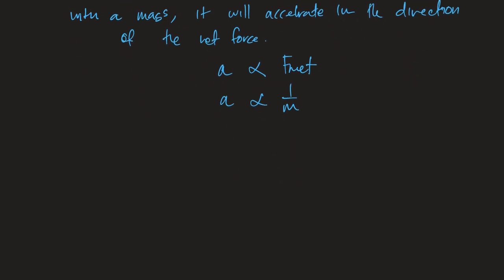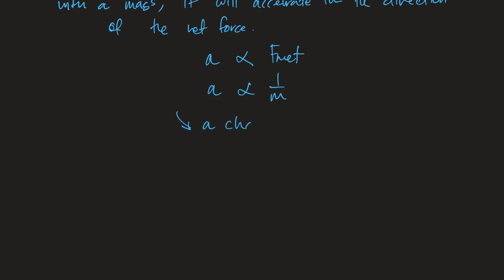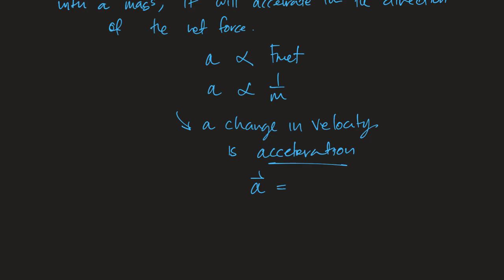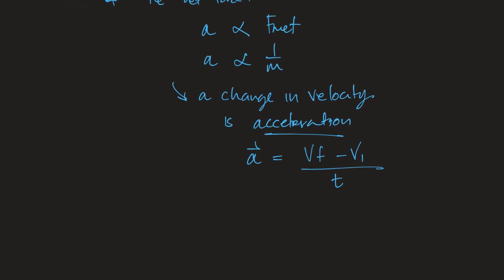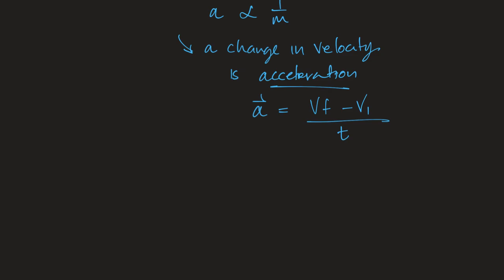So if I have a change in velocity, then I would have acceleration. I know that my formula of acceleration, and if you watch those videos on kinematics, is VF minus VI all over T. Alright, so let's have a look at these 3 or 4 situations.